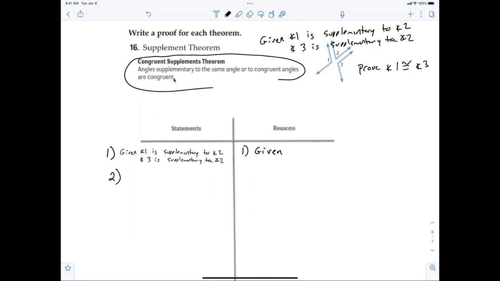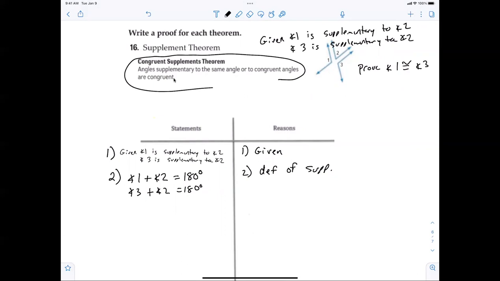What does being supplementary mean? They equal 180. So here we go. We can say angle 1 plus angle 2 equals 180 degrees. And underneath that, we can just say angle 3 plus angle 2 equals 180 degrees. And that's, of course, the definition of what? Supplementary. Definition of supplementary.